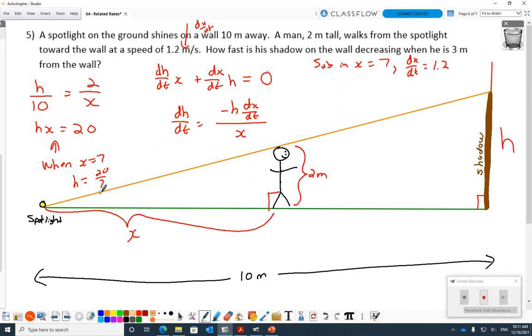Okay, dh dt would be negative 20 over 7 times 1.2 all over 7. Let's see, negative 20, I didn't type that in right. Negative 20 divided by 7 times 1.2 divided by 7. Does it come out to something nice? No, it doesn't, not yet. Negative 24 over 49 meters per second.